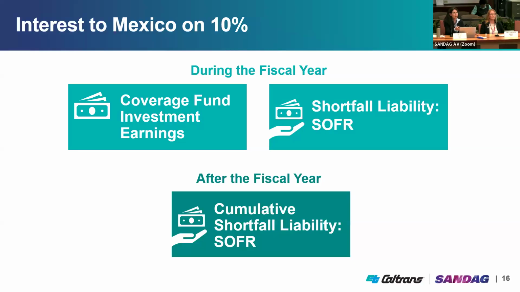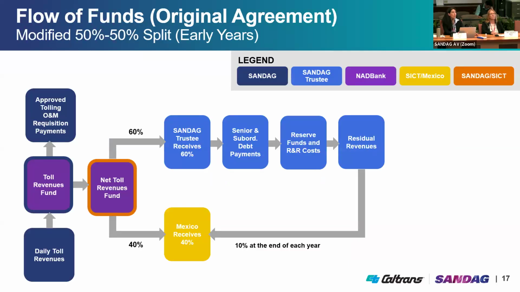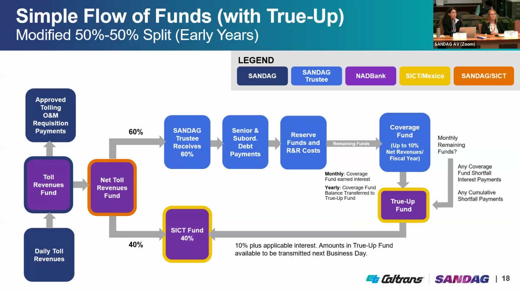So let me talk briefly about this request from Mexico for there to be interest on the 10%. Like I mentioned, the essential changes are that the 10% will accrue investment earnings when it's held by the bond trustee, and those amounts will be remitted to Mexico. If we use any portion of that 10% during the year, that amount will accrue interest at SOFR, the secured overnight financing rate. This chart shows the previous flow of funds, which I just reviewed. This chart shows the proposed new flow of funds.